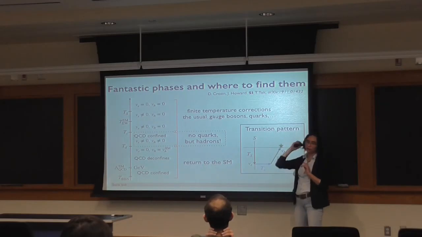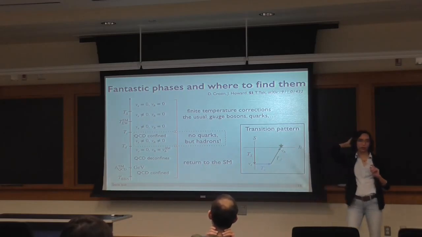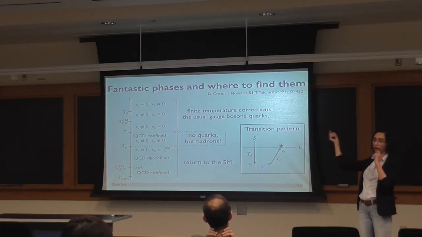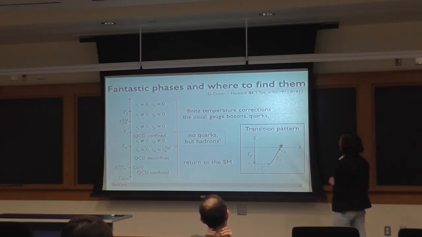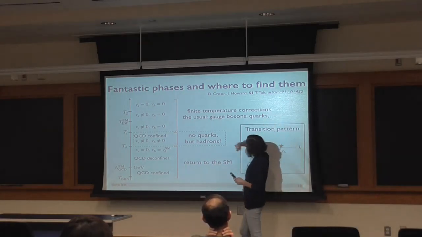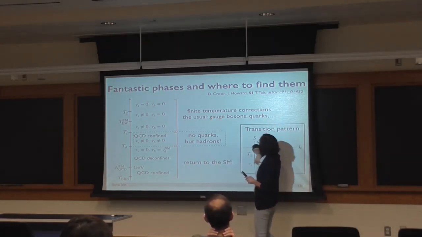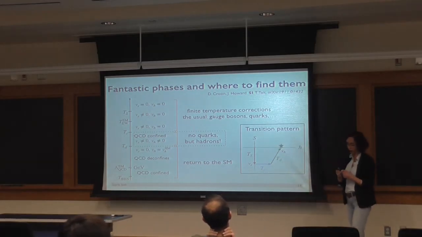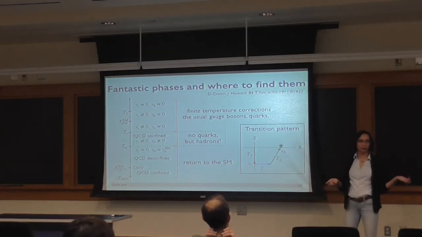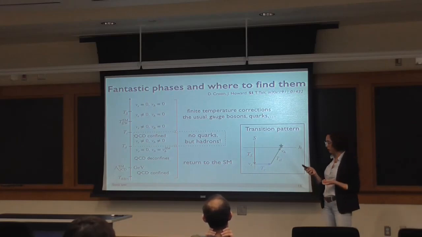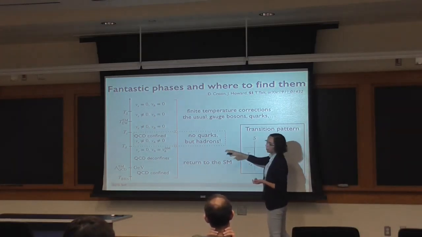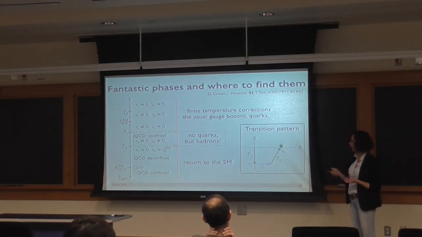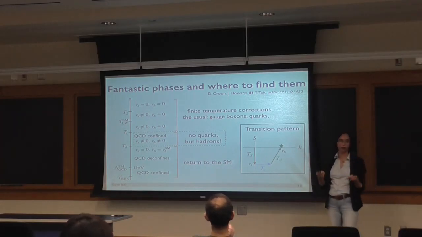Of course, to understand all of this, you need to look at the finite temperature scalar potential and find when the transitions happen. This is a complicated process, but the part about usual gauge bosons and quarks has been studied extensively. This is the normal finite temperature correction to a scalar field potential. The new part that we did is the corrections from a confined QCD phase. Again, this is different because now you don't have quarks, but you will have mesons.